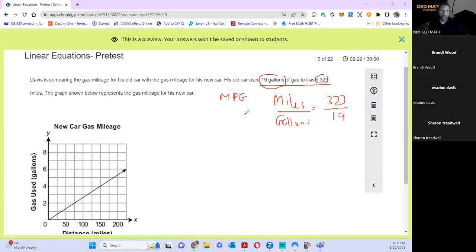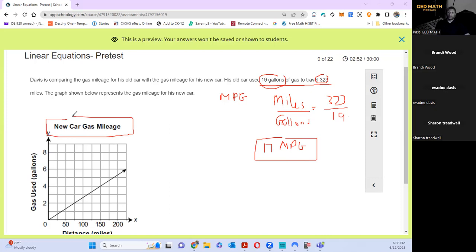If somebody could throw that in the calculator and tell me what that is, I would greatly appreciate it. It's 17. So the miles per gallon of the old car is 17. Understand that? Now, when you look at this graph, any graph they give you, any table they give you, the first thing you're looking at is the title. This is going to tell me about the new car gas mileage.